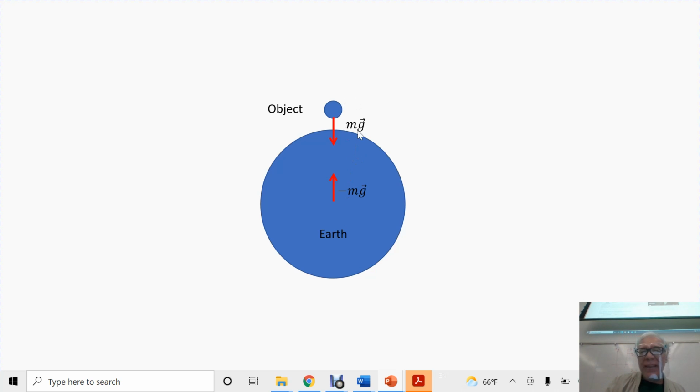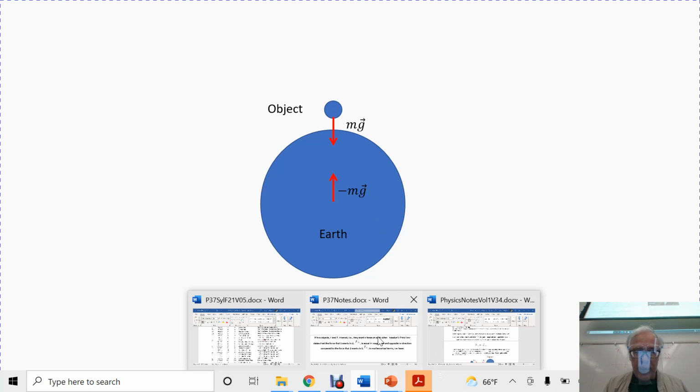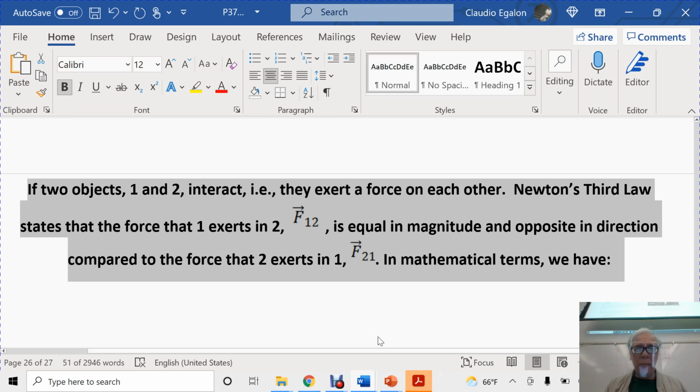The force that is exerted on the apple is mg, which produces an acceleration of 10 meters per second squared. The force that the apple produces on the Earth is also mg, but the acceleration is going to be much less because the mass of the Earth is much larger than the mass of the apple or the object. Do you get the idea? So that's what Newton's third law of motion is all about.